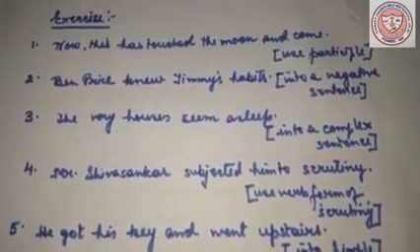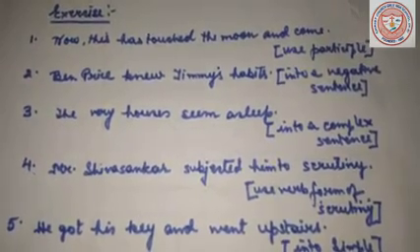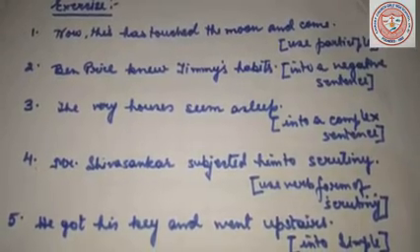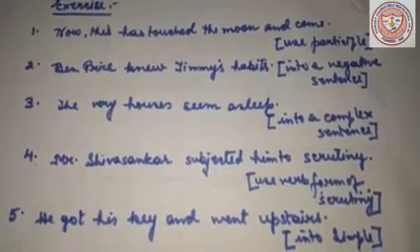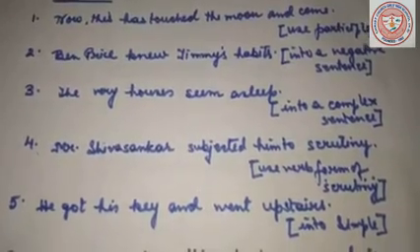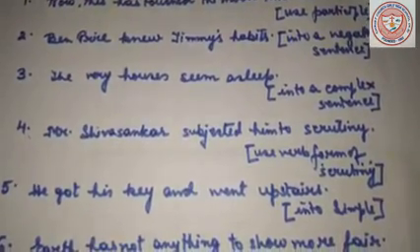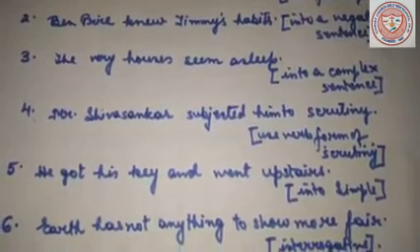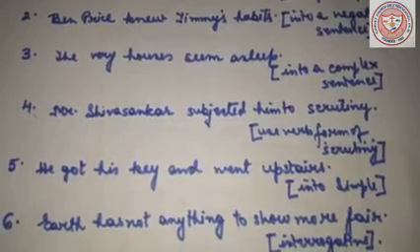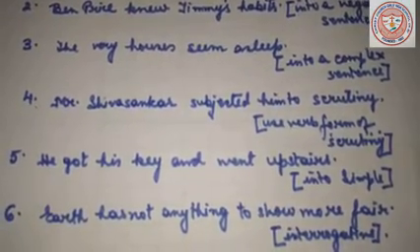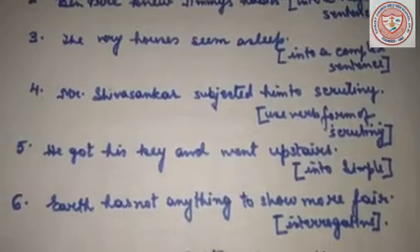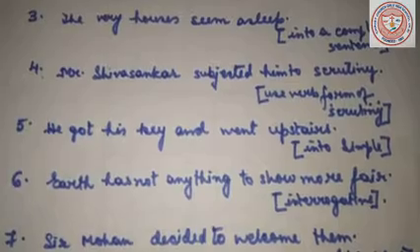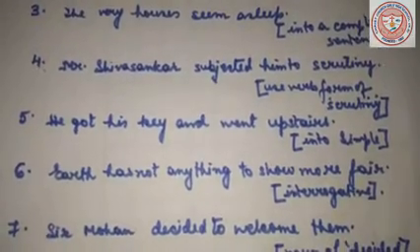Number 1, now this has touched the moon and come. Use participle and transform. Number 2, Ben Price knew Jimmy's habits. You have to transform it into its negative form. Number 3, the very houses seem asleep. Transform this into a complex sentence. Number 4, Mr. Shiv Shankar subjected him to scrutiny. You have to use the verb form of scrutiny and transform this sentence likewise. Number 5, he got his key and went upstairs. Transform this sentence into a simple sentence.